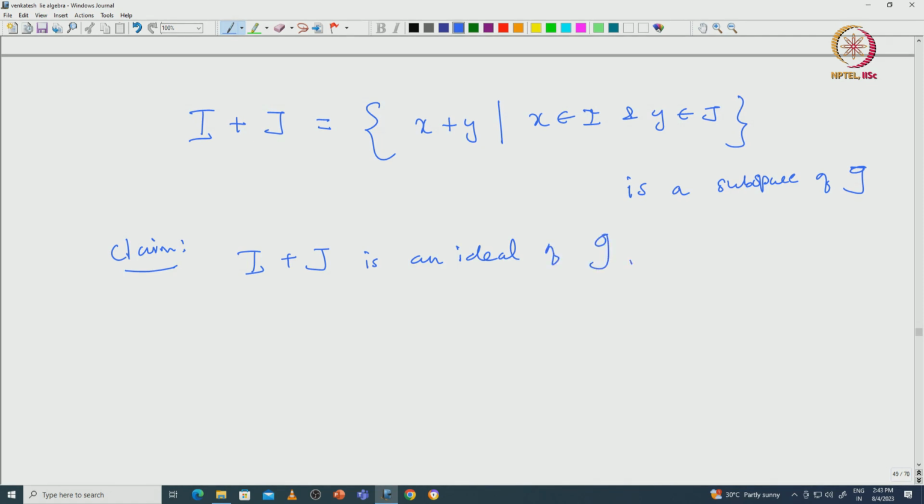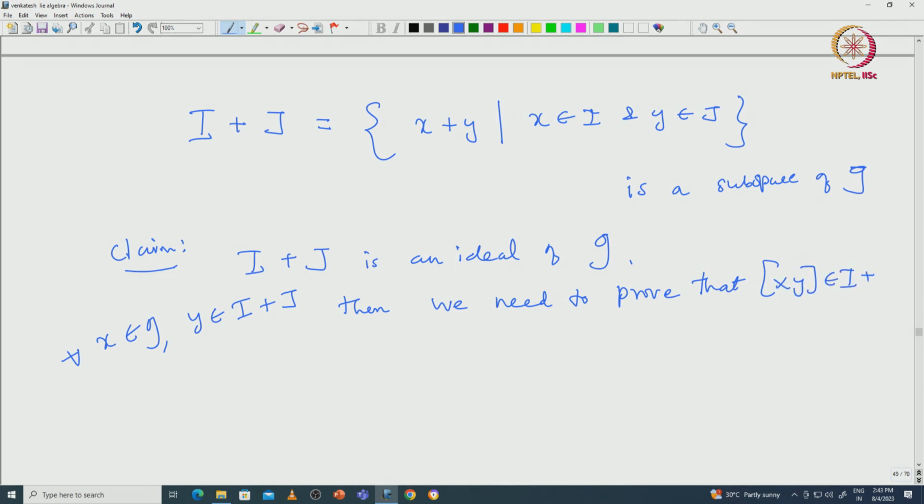Okay. So, that is again not very difficult to see. So, what do we need to prove? We start with some x in G and then some y in I plus J. Then we need to prove that the bracket [x, y] is actually in I plus J. But note that since y is inside I plus J, y is of the form z1 plus z2, for some z1 in I and z2 in J.